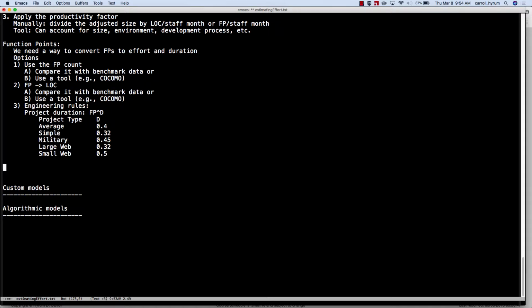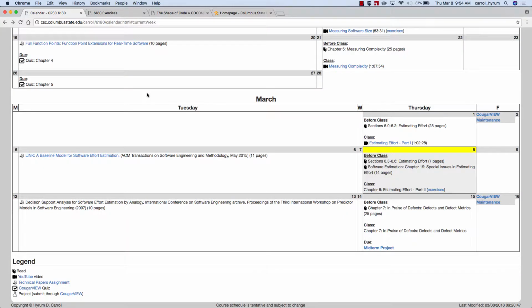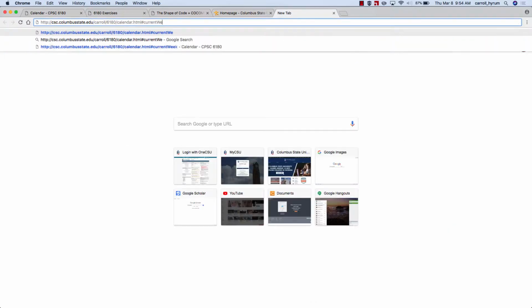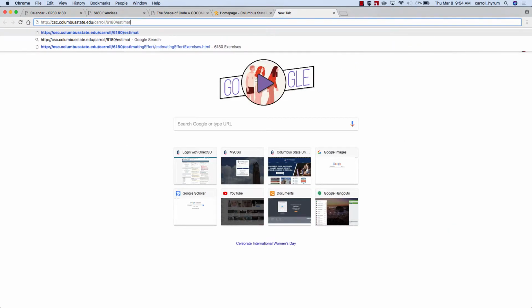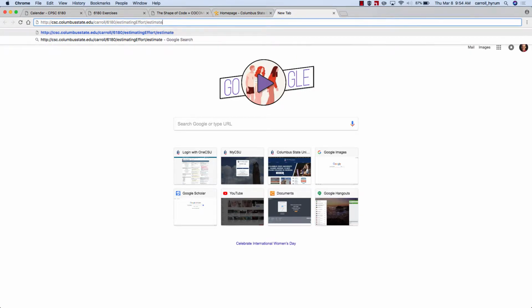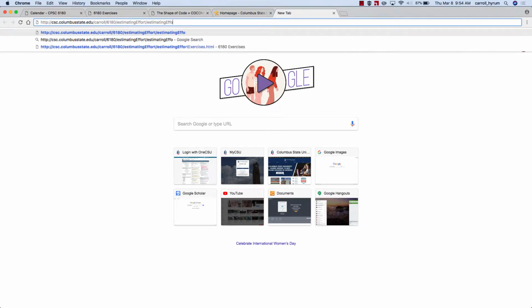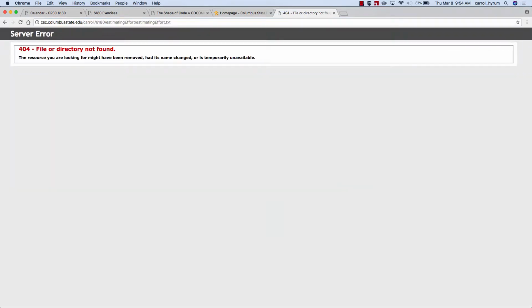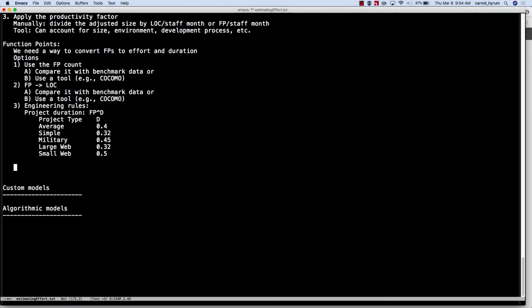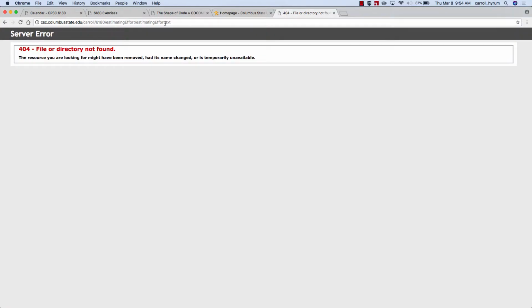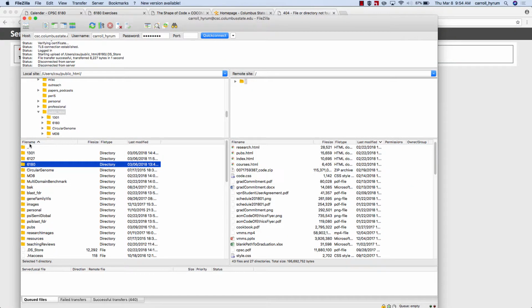I'll spell check it before I post it. By the way, these notes are available. They are not live right now, but they will be once I sync up. They're in estimating effort. No, they're not. Estimating effort. Uh-oh. I sure thought they were. Oh, they will be. My apologies. They will be there once I transfer them.